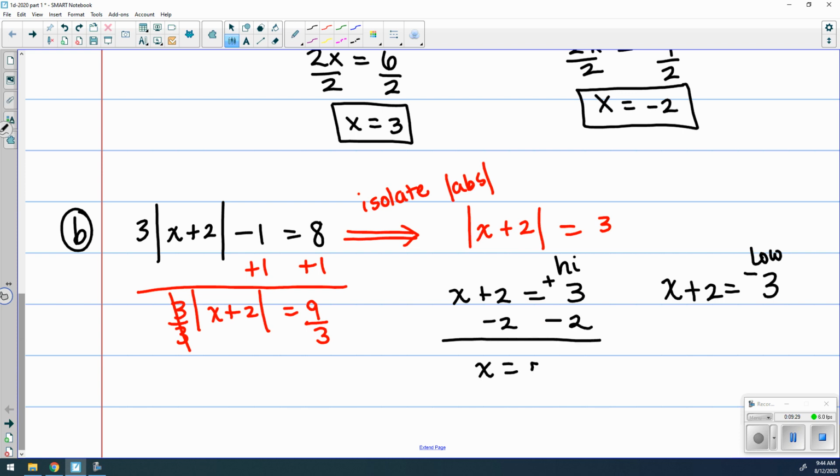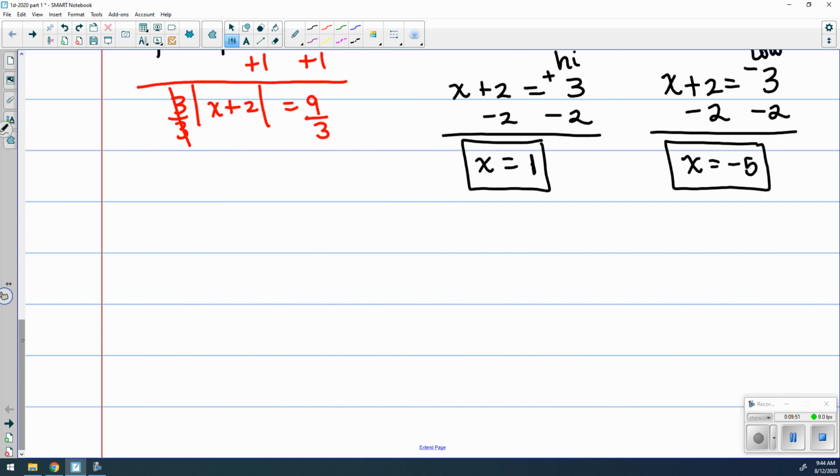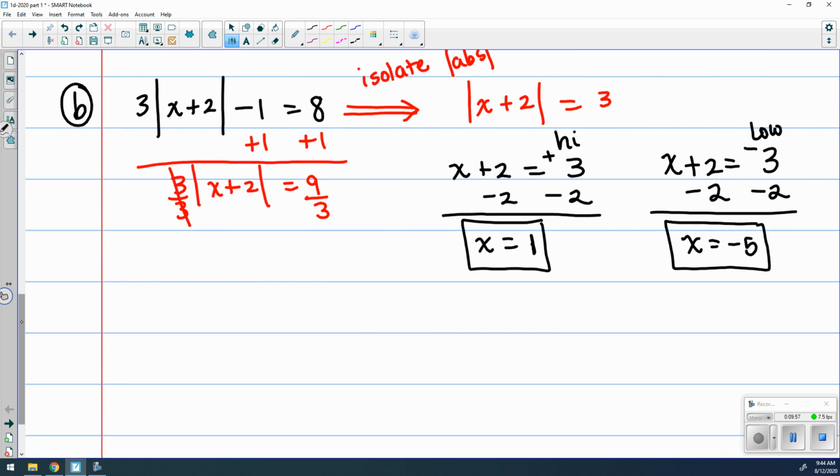So, whoa, I almost said 5 here. No, 3 minus 2 is just a 1. Okay, so one of my solutions is 1. Over here is where I'm going to end up with that 5, but it's going to be a negative 5. Okay, so x equals 1 and x equals negative 5. I had absolute value bars in my original equation, which means I'm going to come up with 2 solutions, a range of 3 away from my central value. 3 on the high side or to the right, 3 on the low side or to the left.